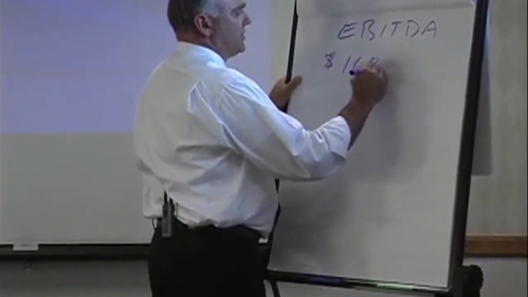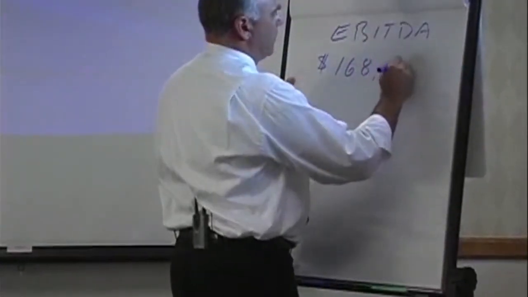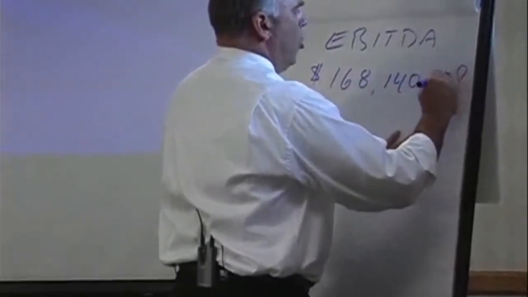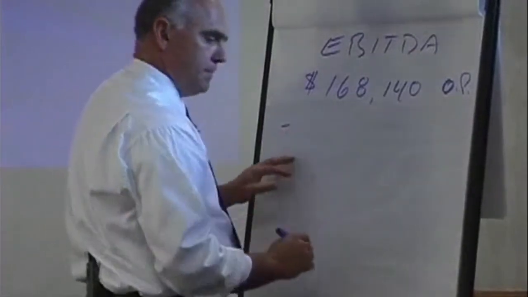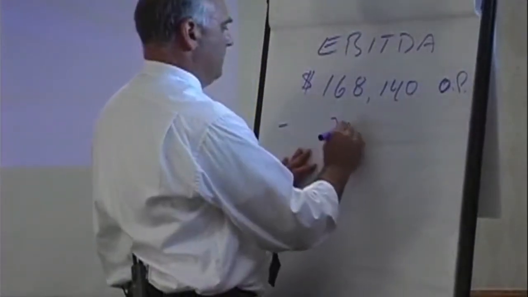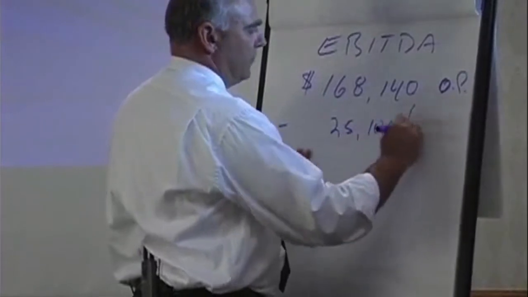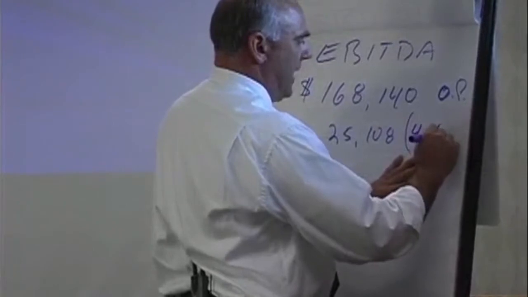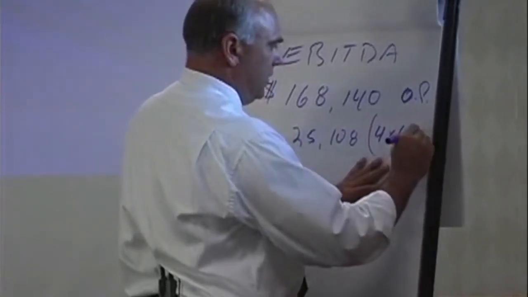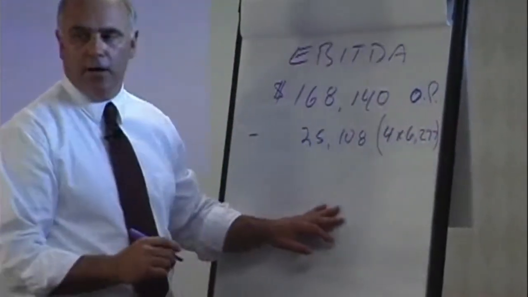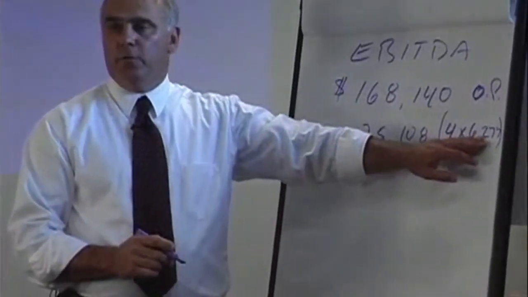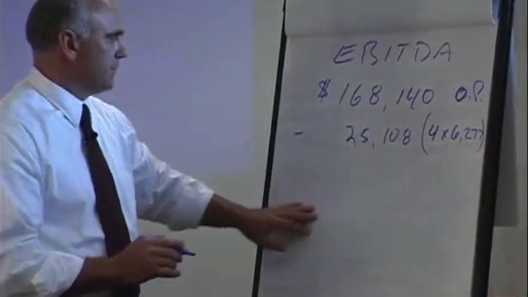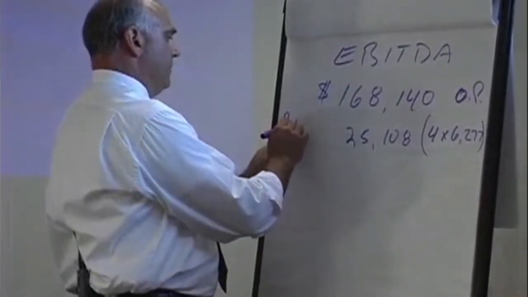So from the $168,140 operating profit, OP, we have to deduct $25,108, which represents 4 quarters of property tax payments in the amount of $6,277. You can audit this value in the occupation cost section of any of the 4 quarters' statements of income. That's the property tax.